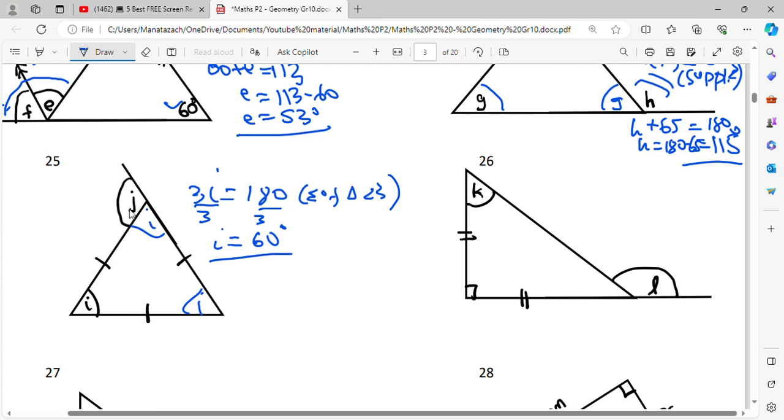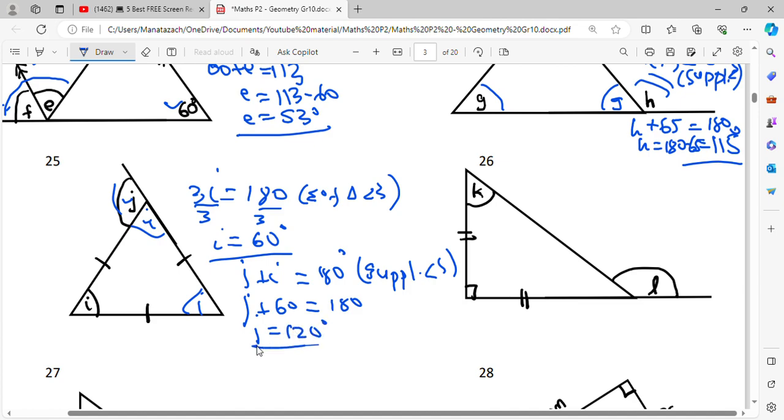So also J and I are on a straight line, so we'll say J plus I should give us 180 degrees. The reason is supplementary angles, so J plus 60 is 180, therefore J is 120 degrees.